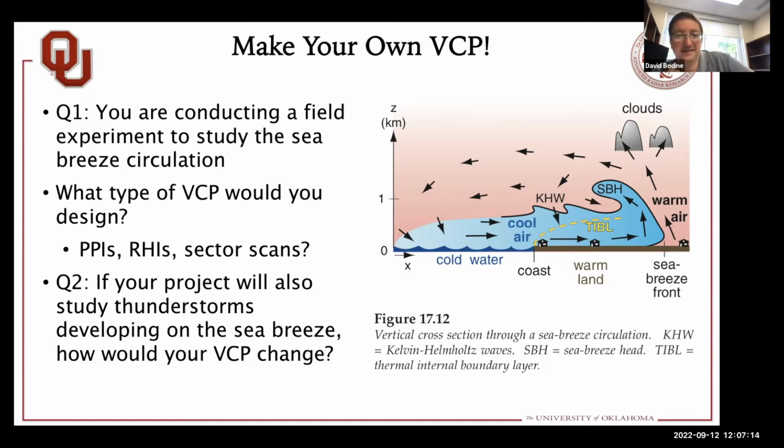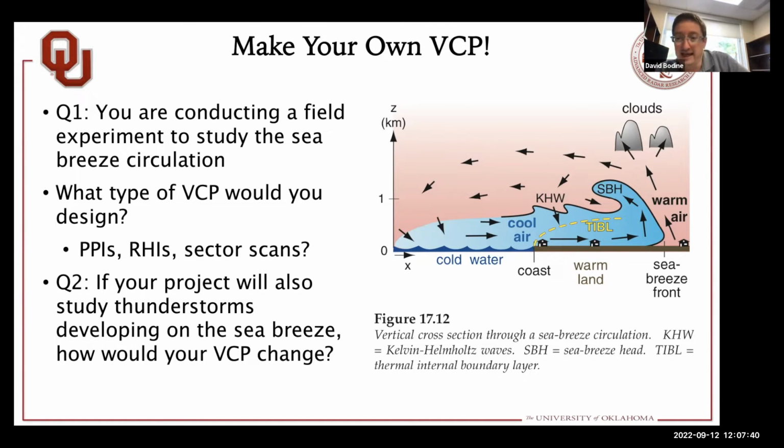Okay. So it kind of depends on what you want to do. A PPI scan will give you great horizontal context. So if you want to understand with the sea breeze what maybe the differences are in the structure horizontally, or if you're trying to detect where shallow clouds are developing on the sea breeze and where precipitation is developing, the PPI scans can be very useful.